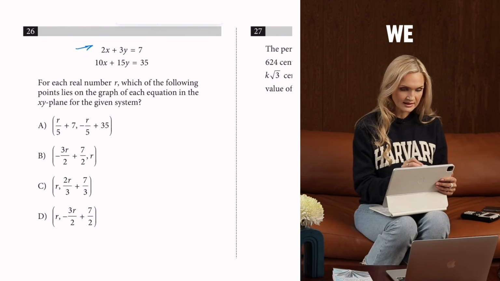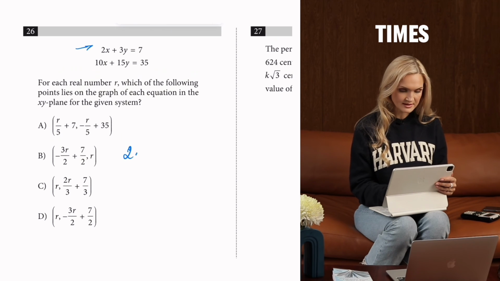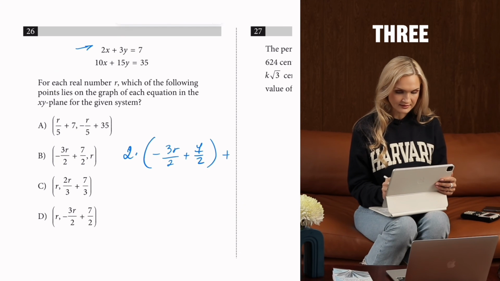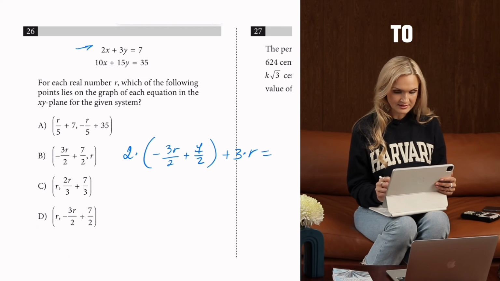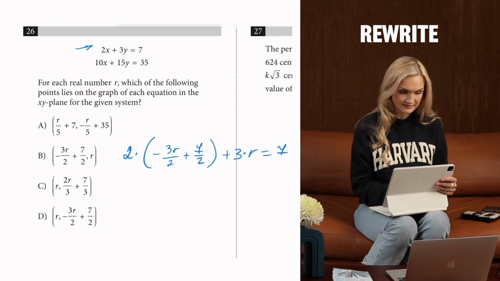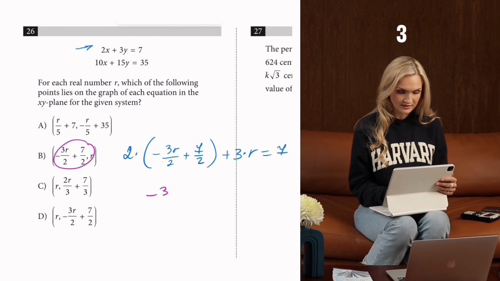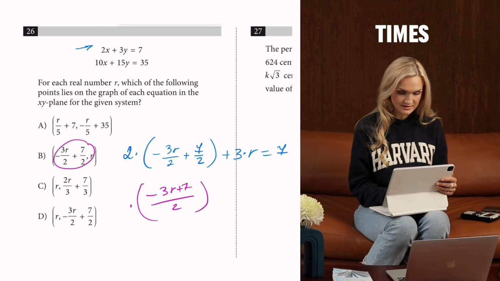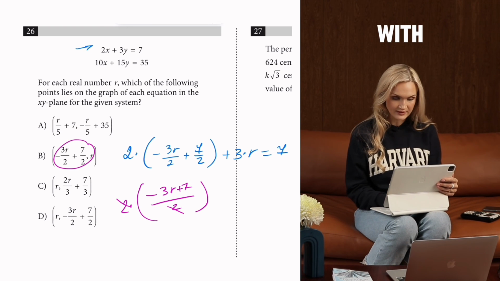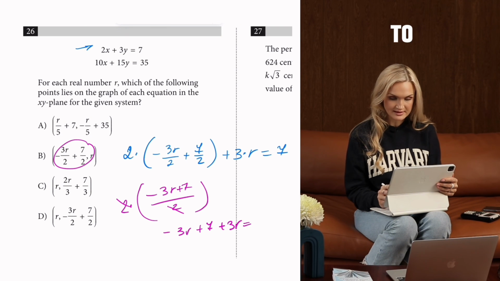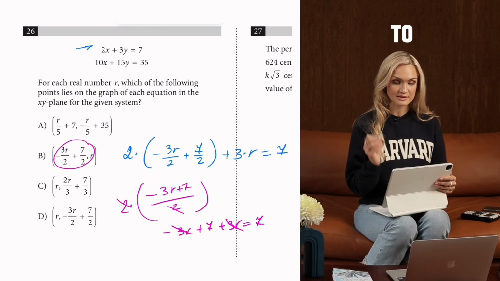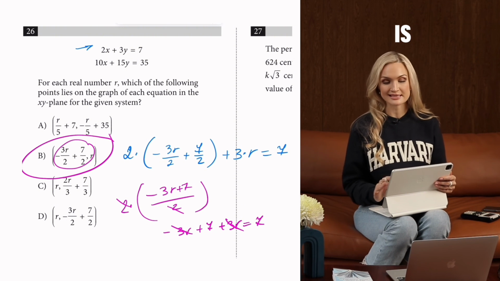Let's do this. We see that 2 times the scary thing, negative 3R over 2 plus 7 over 2, plus 3 times R is equal to 7. We can actually rewrite this as negative 3R plus 7 over 2. And then when we multiply that times 2, these cancel. So we end up with negative 3R plus 7 plus 3R is equal to 7. These will cancel. 7 is equal to 7. True statement. The answer is B.